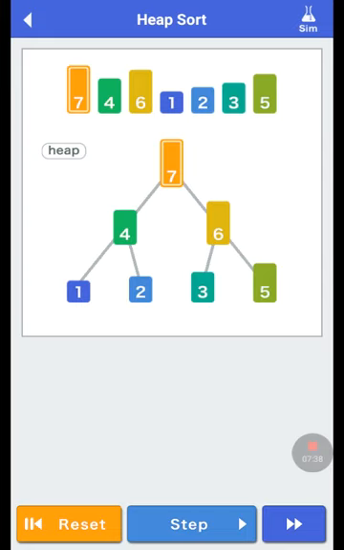And once 5 has replaced 7, then we do the enforcement, meaning we swap so that the property is enforced. Imagine now that 7 is removed and 5 is there. Its two children 4 and 6 are greater than 5. In this scenario, the swap will occur with the one that is greater. So that will be 6.